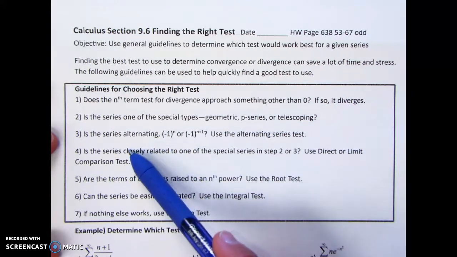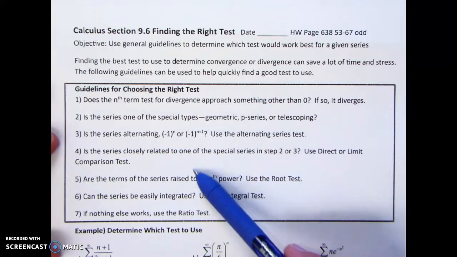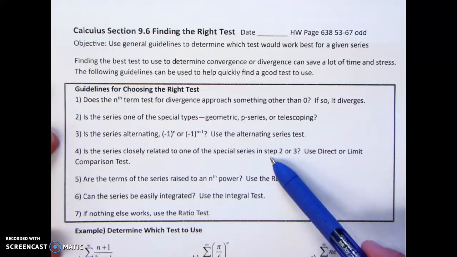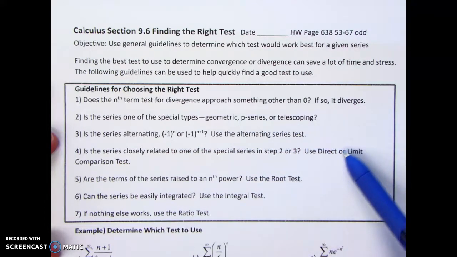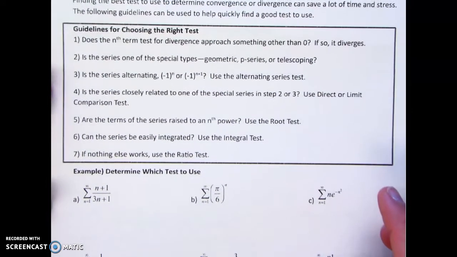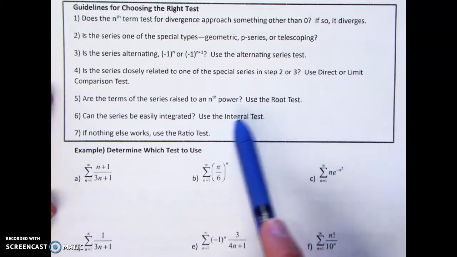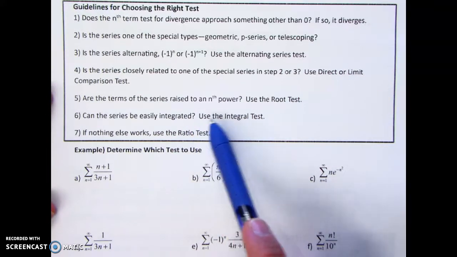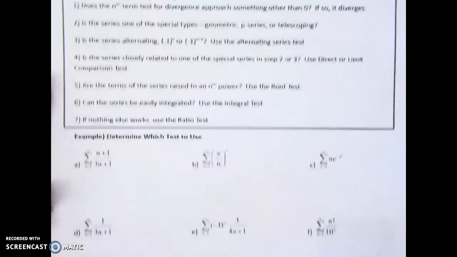If the series is alternating, then you need to use the alternating series test. If it's closely related to a geometric or a p-series or an alternating series, then we use the direct or limit comparison. Are the terms raised to the nth power? Then we use the root test. Okay, can it be easily integrated? Then you would use the integral test. If nothing else works, use the ratio test.